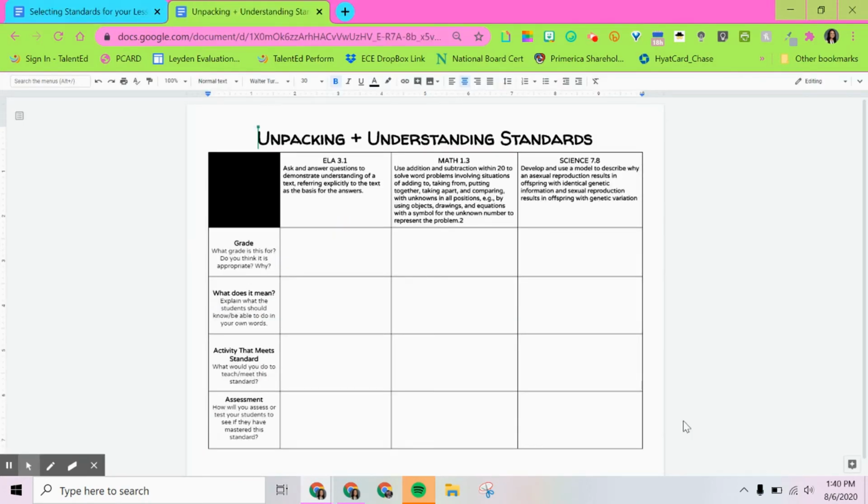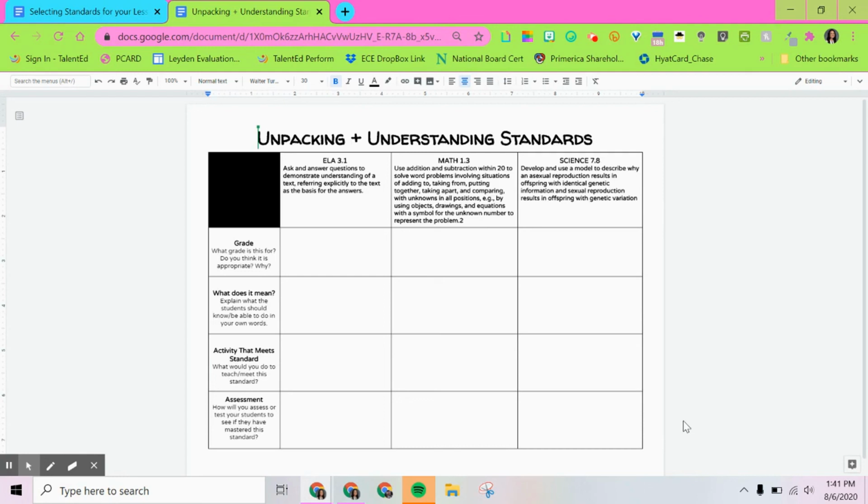After you explore the Common Core website and go through the standards a little bit, you are going to be working on this with your team. I gave you 3 standards at the top, an ELA, a math, and a science, and you will have to fill in the 4 rows below. You need to determine what grade it's for and if you think it's appropriate or not. You have to explain in your own words what you think the student should be able to know or do after mastering that standard.